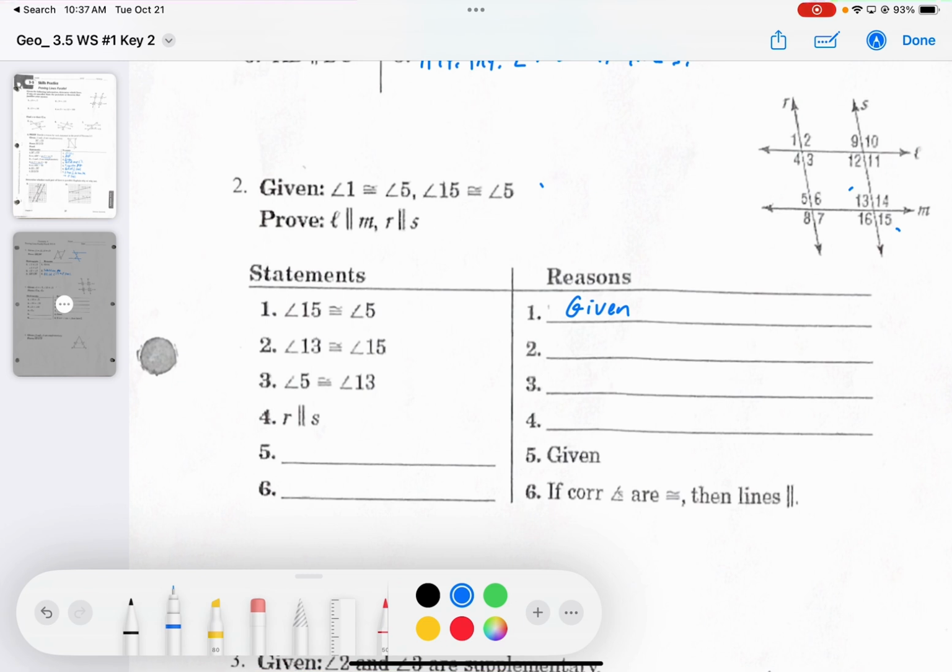It's not substitution yet. We're going to do substitution at some point, Landon, but not yet. What kind of angles can you guys tell me about 13 and 15? Vertical angles. Yeah, good. So we'd say vertical angle theorem. And then it goes on to say that 5 is congruent to 13. What's that going to be, Landon? That one is substitution.